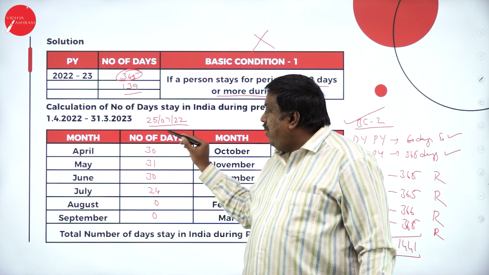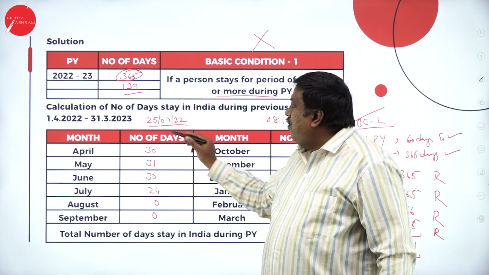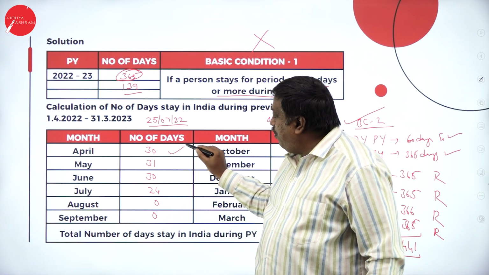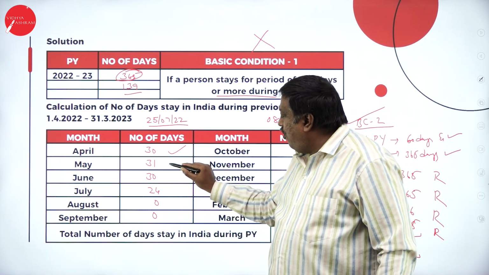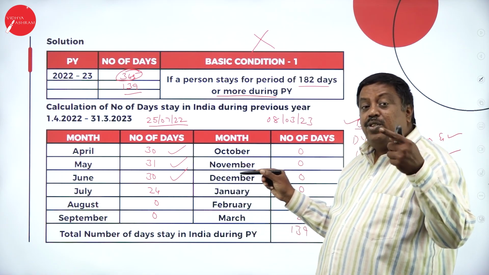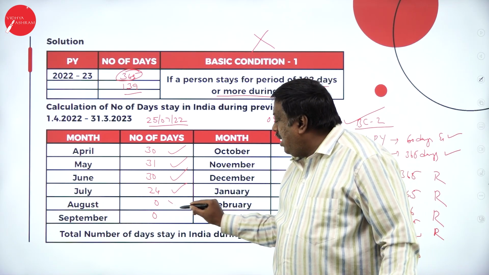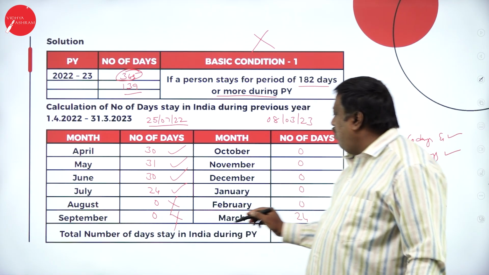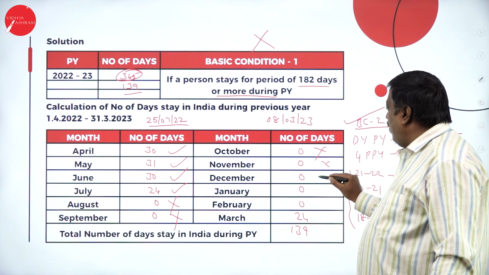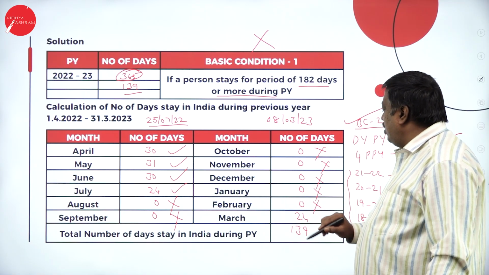Why do we have to write this date? It makes it easy to write the number of days of stay in India. It says 25th July I left India, which means in the month of April I was in India. In the month of May I was in India. June I was in India. When I left on 25th July, it means up to 24th July I was in India. In the month of August I was not in India. September, October, November, December, January, February, I was not in India.